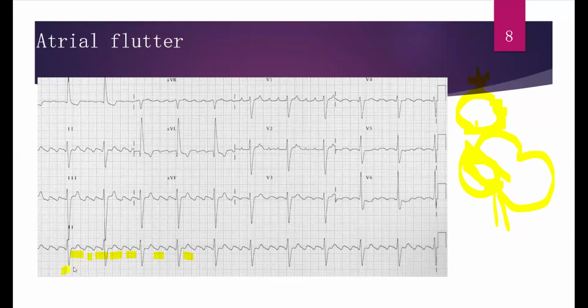So the ventricles are contracting normally in a regular manner, and the rate is 0, 300, 150, 100, around 75 to 60. That's the ventricular rate. But if you look at the atrial rate, it's about 300. So you have the atria contracting at 300, and then you have the ventricles contracting at about 75. So it's dissociated.